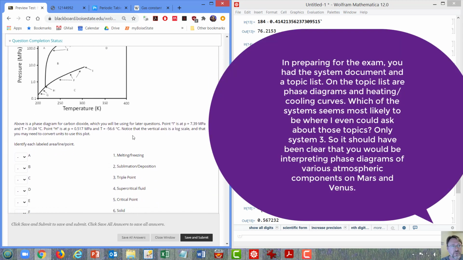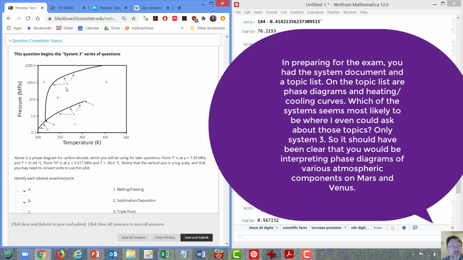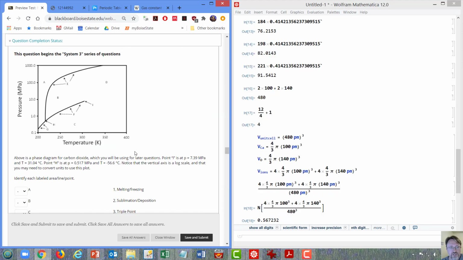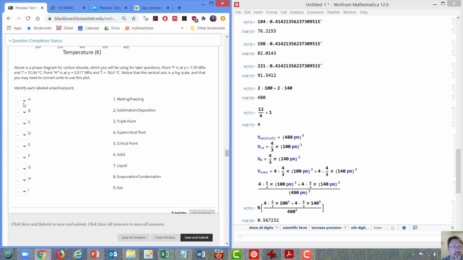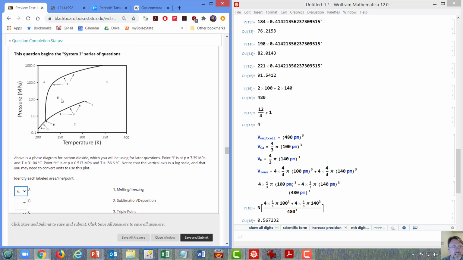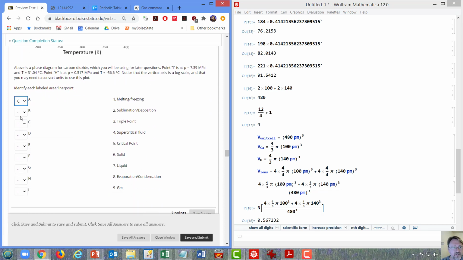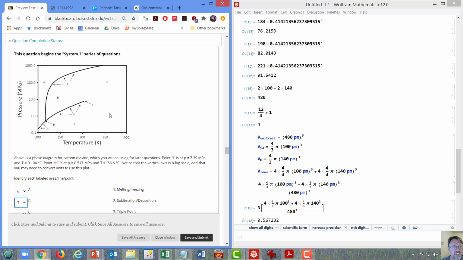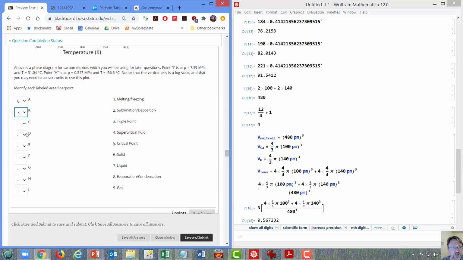System 3, what do we do? So we need to identify all of the parts of this. This one you can just look up. This should be a gimme. Solid, right there. So A is 6, the solid. B is the liquid region, 7. C is the gaseous region, 9.